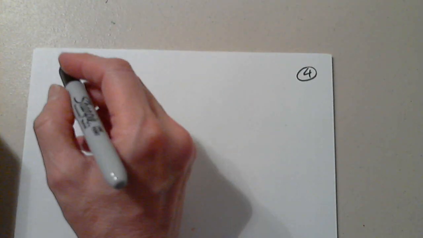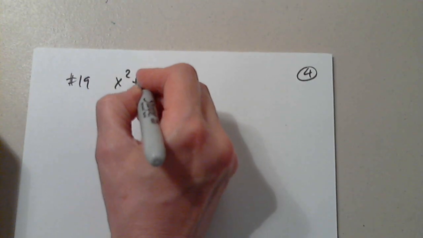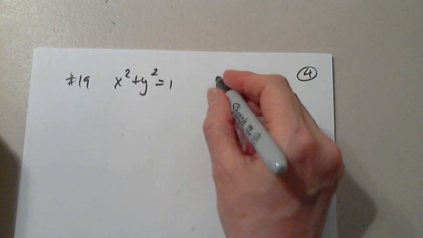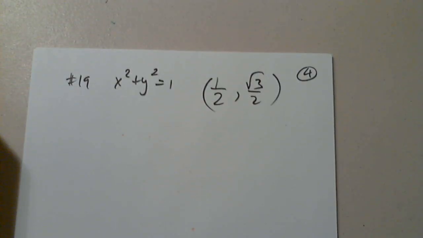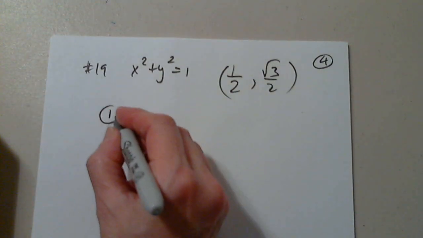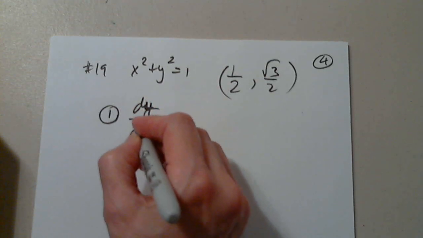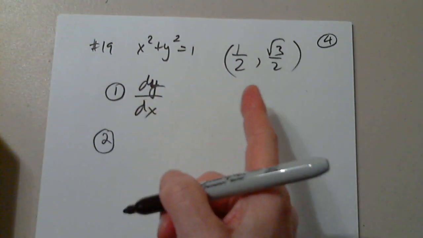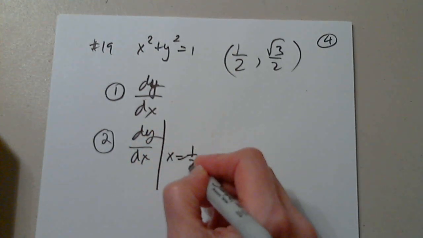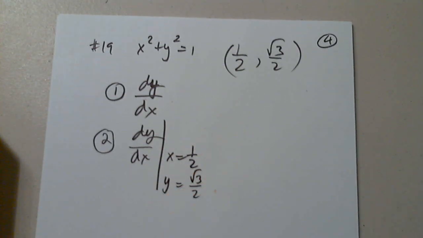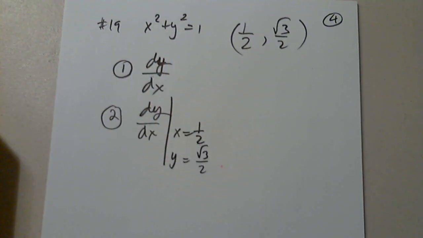So let's look at number 19. I'm on page 4. Let's take a look. Where are you, 19? I see it. So in 19, we have x squared plus y squared equals 1, and the given point is 1/2, the square root of 3 over 2. Awesome. Very good pick. So we are asked in step number 1 to find dy over dx. In step number 2, we're asked to find dy over dx when x is 1/2 and when y is the square root of 3 over 2. These are the two questions.